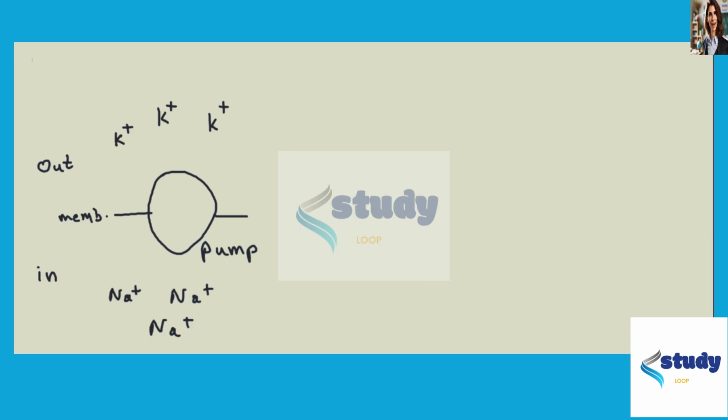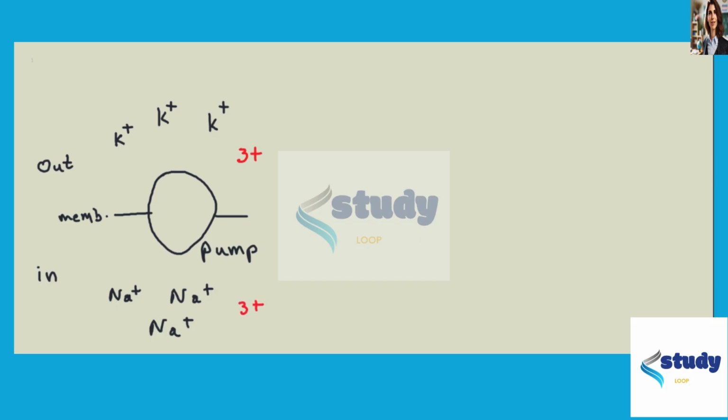The pump sits in the membrane, and what the pump does is it pumps sodium and potassium, right? It's a sodium potassium pump. So before the pump does anything, let's do a tally of our charges. We have 3 potassiums on the outside, so we have 3 plus charges. And we also have 3 sodiums on the inside, so we have 3 plus.